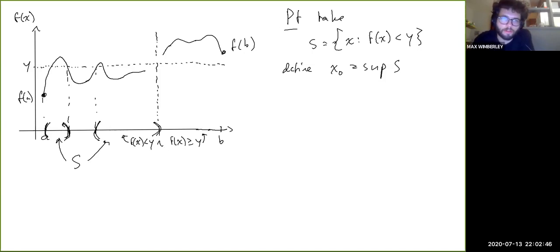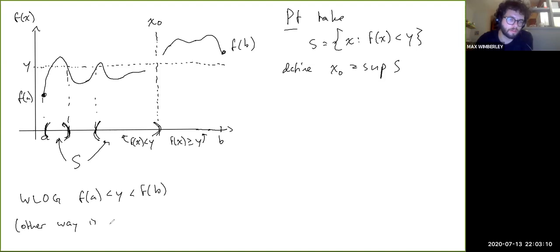Actually, maybe it'll be clearer if I write it up here. Okay, so x naught is the supremum of S. And notice that, for one thing, we're assuming without loss of generality that f of a is less than y, less than f of b, and not the other way around. The other way is similar.